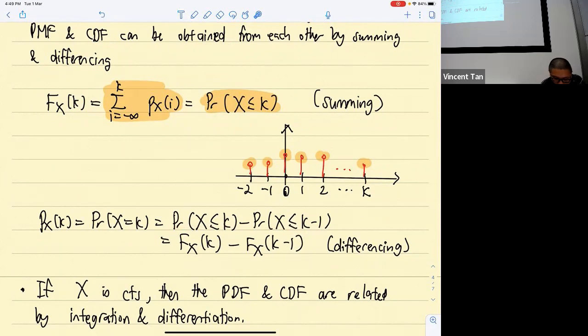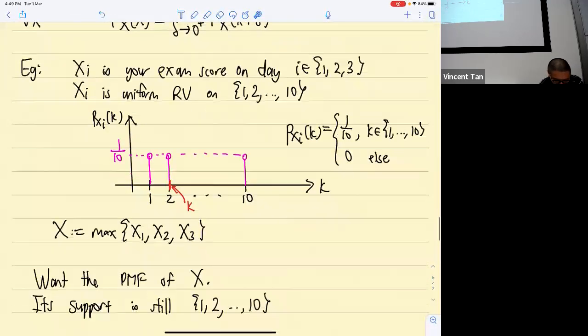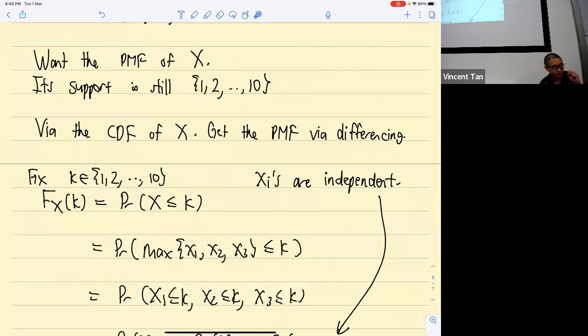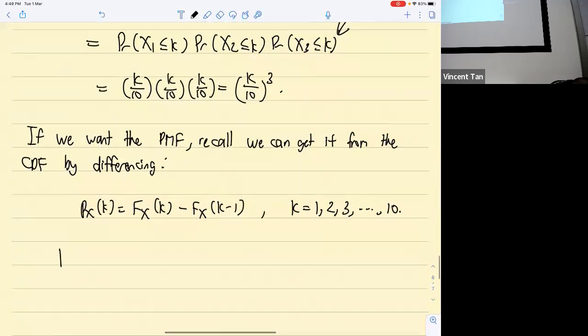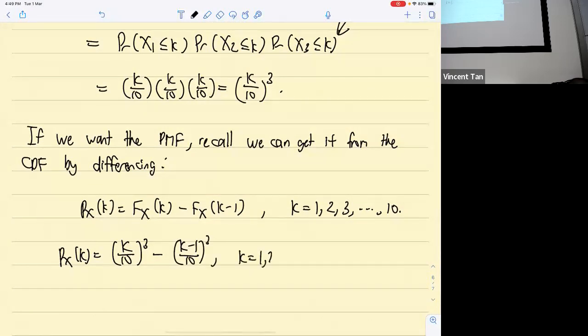So we have exactly satisfied the conditions of this result because our random variable takes on values on the integers and it's a discrete random variable. So we can get the PMF by differencing, by this formula exactly. All that remains is to plug the numbers into this. So we have K over 10 cubed minus K minus 1 over 10 cubed, and this holds for K running from 1 to 10. That's the support. Understood?